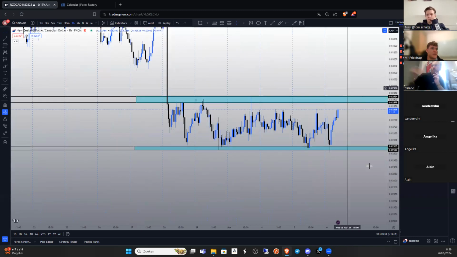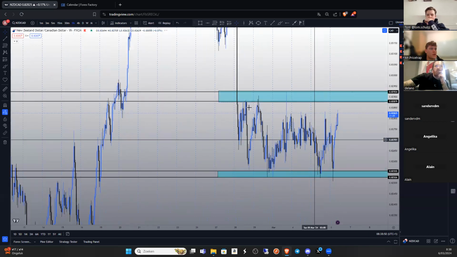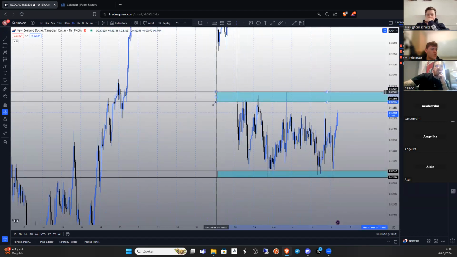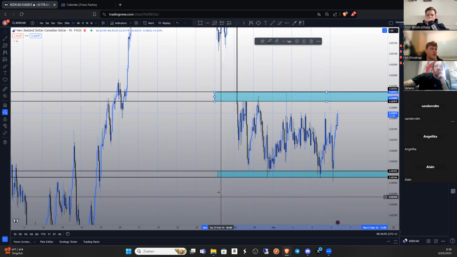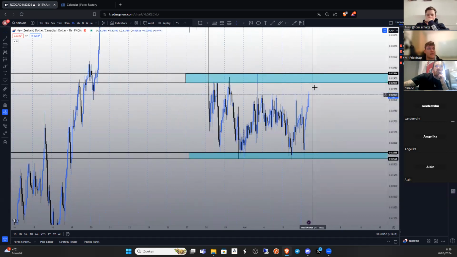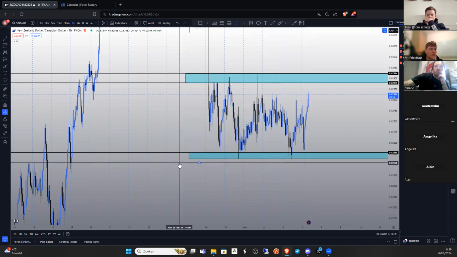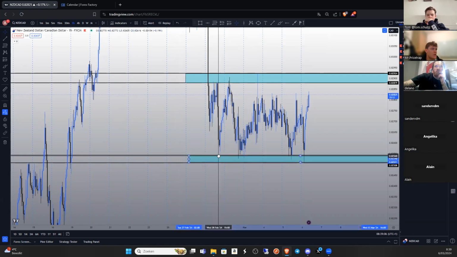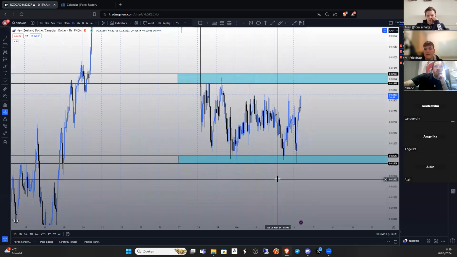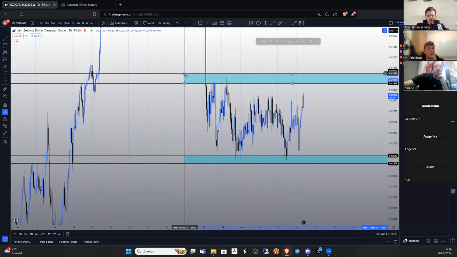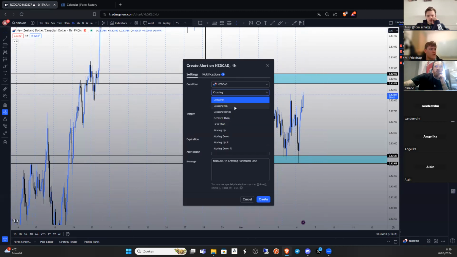NZDCAD, a little bit the same thing. Market rejected from the support zone. We didn't break out, so we can simply make a little adjustment of that support zone because we are attacking the highs again. So we created this wick. Let's just move our support zone a little bit to the downside like this. There we go. And again, we have a new price trap, or not a new, the same one, but just making sure the wicks are within our zones.